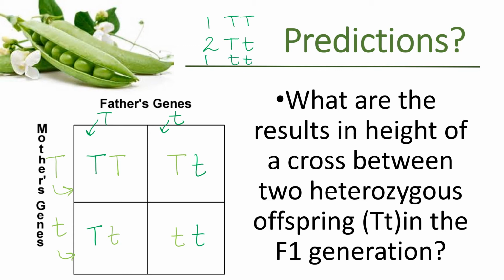So we're eventually going to convert these to percentages and see what's the likelihood of me getting a certain type of phenotype or genotype based on a cross. So this is actually my ratio of all of my genotypes. I have a 1 to 2 to 1 ratio of genotypes.